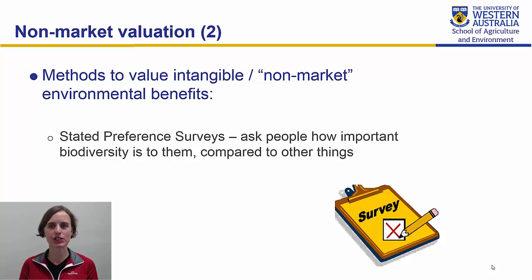There are also methods that show people different scenarios where biodiversity varies between the scenarios, and we ask them, which of these scenarios do you like best? Again, that tells us something about the implicit weight that people put on biodiversity and therefore the value they attach to it.